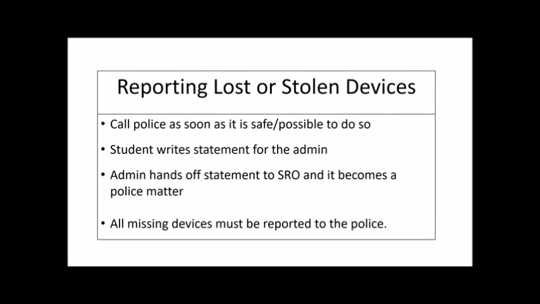When a device is stolen, it is important to call the police as soon as possible. When the student returns to the school, they will need to write a statement for the administration, just as they would if the device was damaged. Then the administration will give the school resource officer the statement, and the police will handle the situation from that point on. As we mentioned before, there is no mysterious loss, and all missing devices must be reported to the administration and the police.